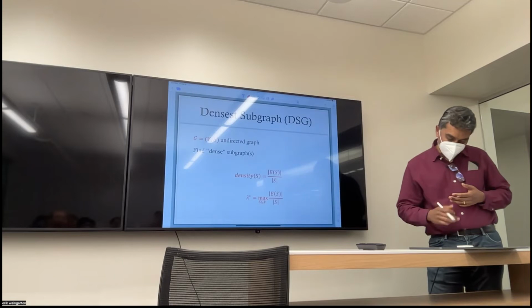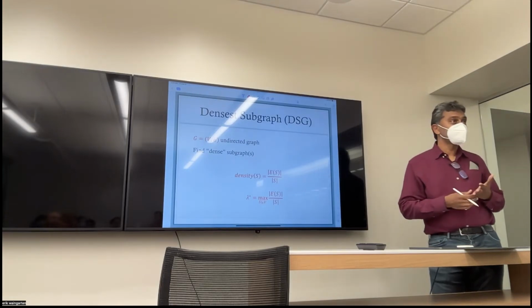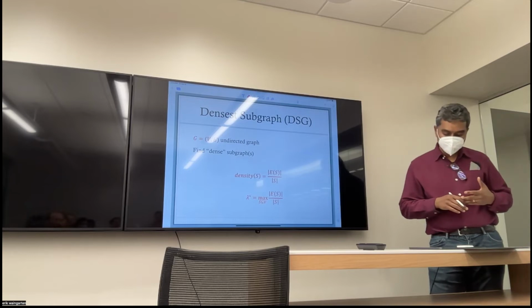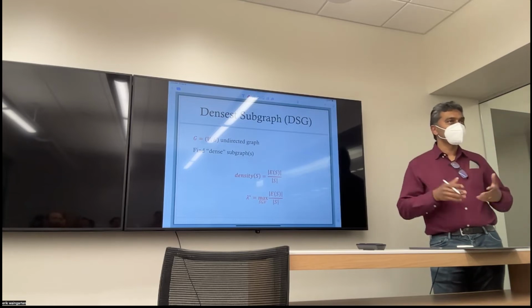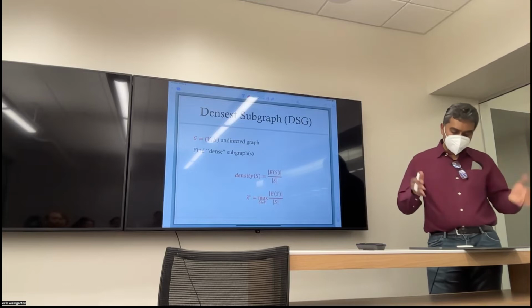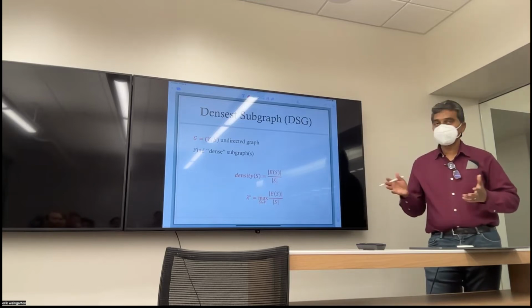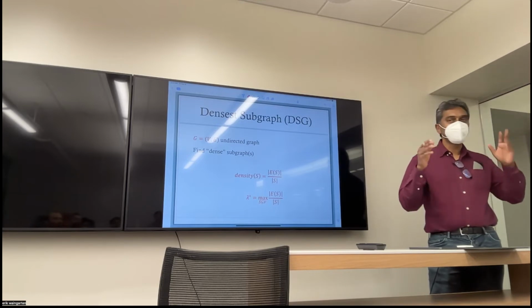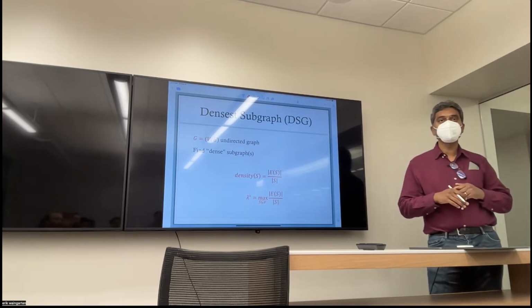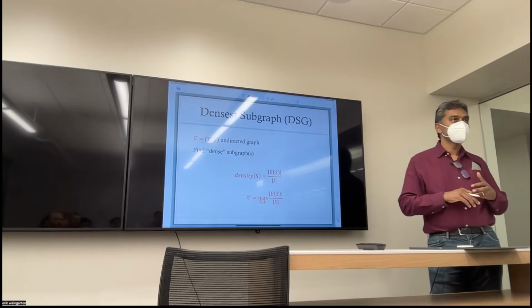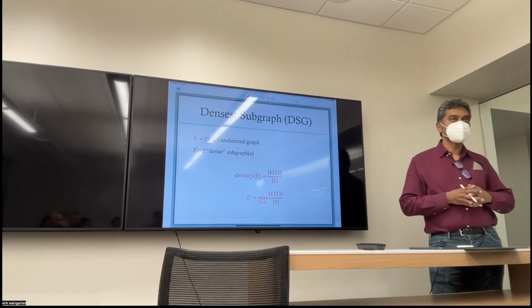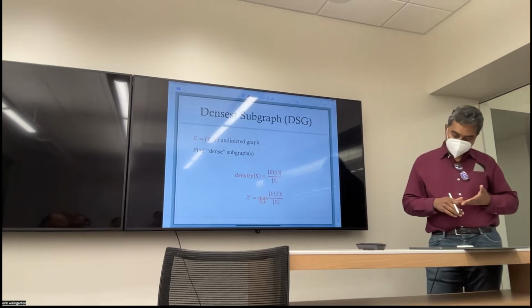Let me start with the definition of the problem that we're interested in. We're given an undirected graph, and you want to find some dense subgraph. Most of the talk will be on this notion of density: for a given set of vertices, how many edges are there in the subgraph induced by the set, divided by the size of the set. That's the density of a set, and you want to maximize this over all subsets of the vertex set. We'll call it lambda star.